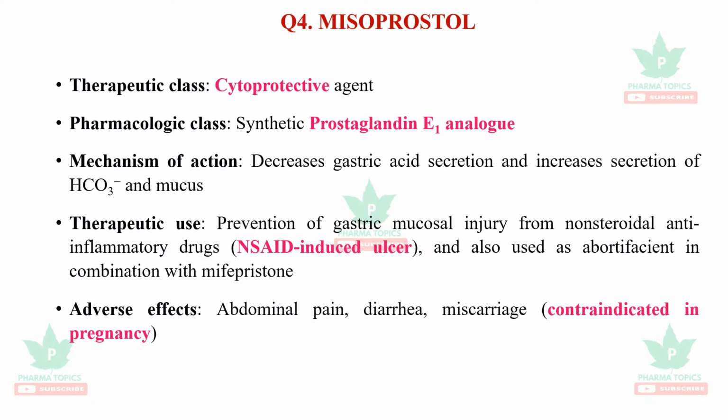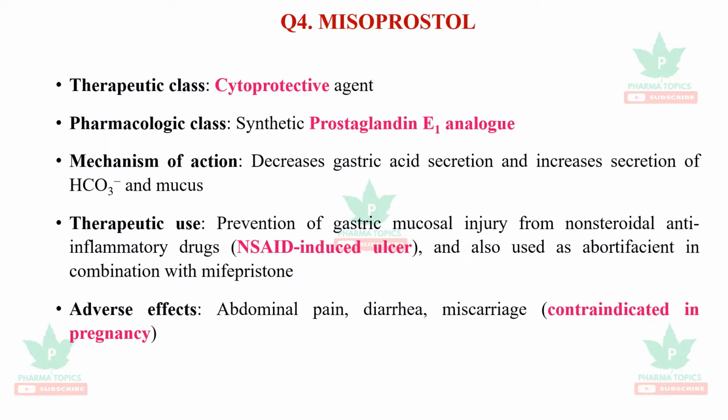The next question number 4 is misoprostol. Misoprostol is a cytoprotective agent. It is a prostaglandin E1 analog. It decreases acid secretion and as well as increases the secretion of bicarbonates and mucus. The misoprostol is used for the prevention of gastric mucosal injury from non-steroidal anti-inflammatory drug use. It's the most specific drug for NSAID-induced ulcer.